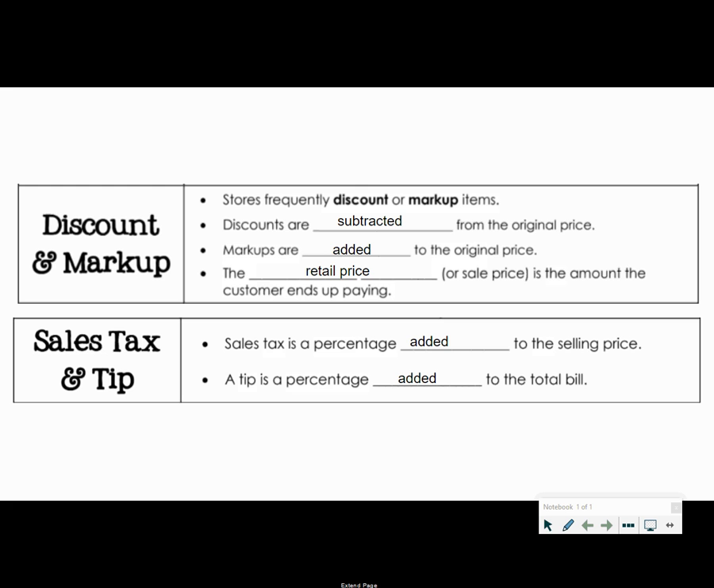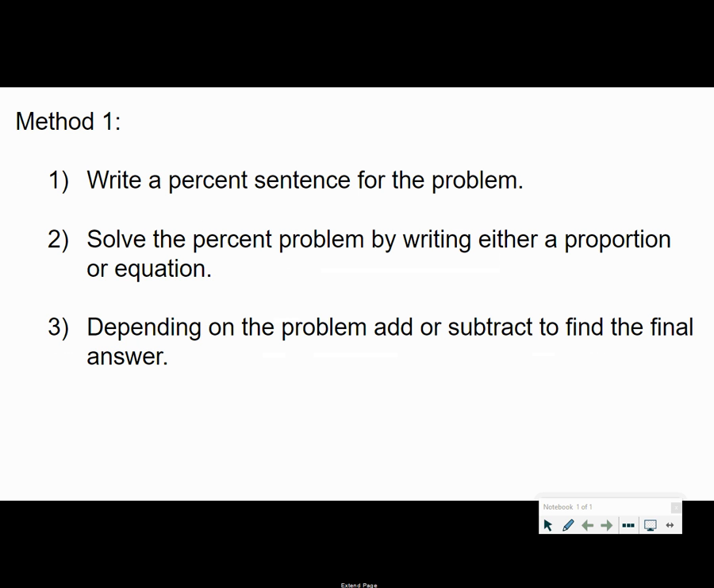It says stores frequently discount or markup items. Discounts are subtracted from the original price, and markups are added to the original price. The retail price or sales price is the amount the customer ends up paying. Sales tax and tip are both added. Sales tax is a percentage that's added to the selling price, and a tip is a percentage that's added to the total bill.